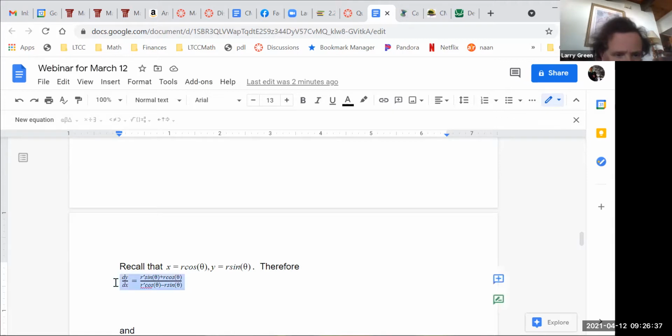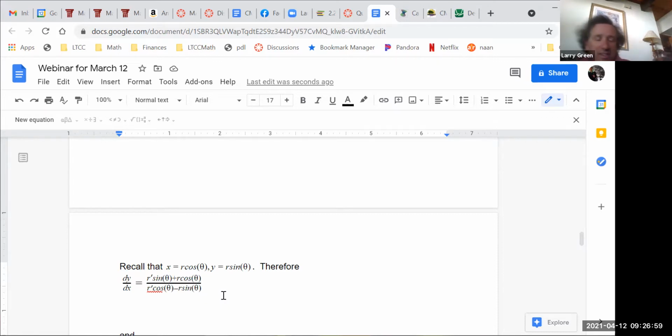Let me make this a little bigger because it might be too hard for y'all to see. And similarly, dx/d theta will be the derivative of the first, r prime, times cosine theta, plus the first, r, times the derivative of cosine theta, which is minus sine theta.